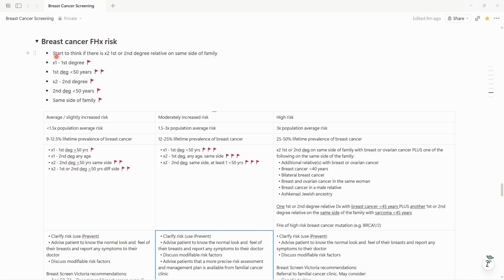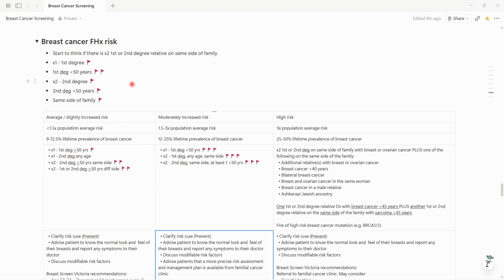Essentially, when you should start having your alarm bells go off that a patient could be at moderately increased risk or higher of breast cancer based on family history is if they have at least 2 relatives on the same side of the family with a breast cancer history, whether they are first or second degree relatives.